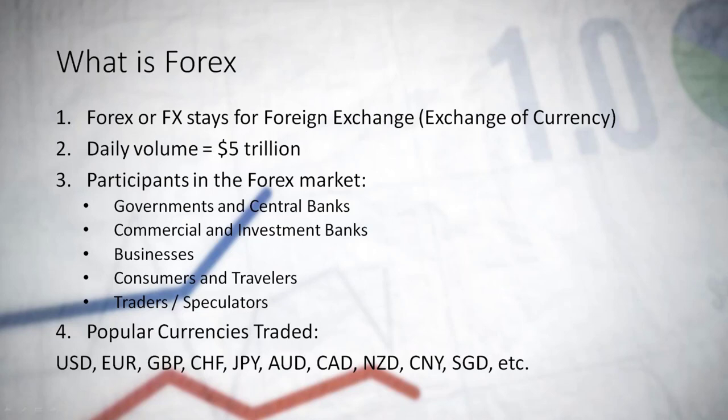All right, the most popular currencies traded nowadays are, of course, in first place, the euro, the dollar, the British pound, Swiss franc, Japanese yen, Australian dollar, also known as the AUD or the Aussie, the Canadian dollar, also known as the CAD, then the New Zealand dollar, the Kiwi, the Chinese yuan, the Singapore dollar, etc. These are the most popular and the most traded Forex currencies.